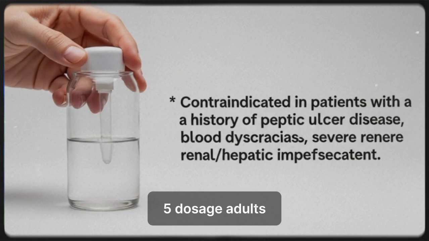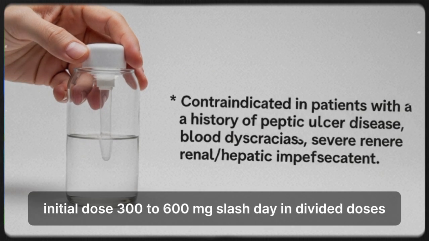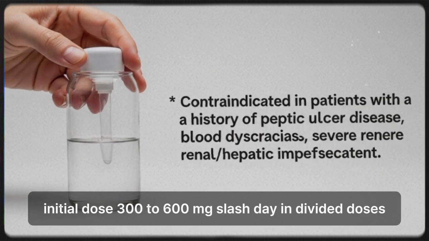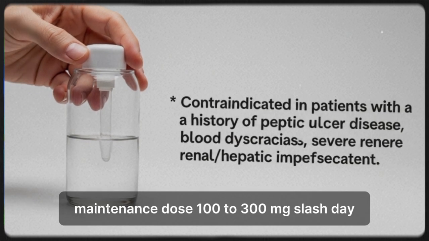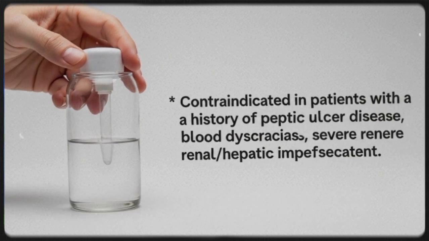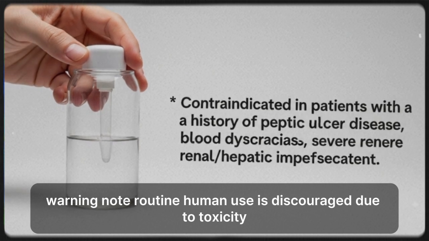5. Dosage. Adults, historical human dosing. Initial dose, 300 to 600 mg/day in divided doses. Maintenance dose, 100 to 300 mg/day. Warning note: routine human use is discouraged due to toxicity.